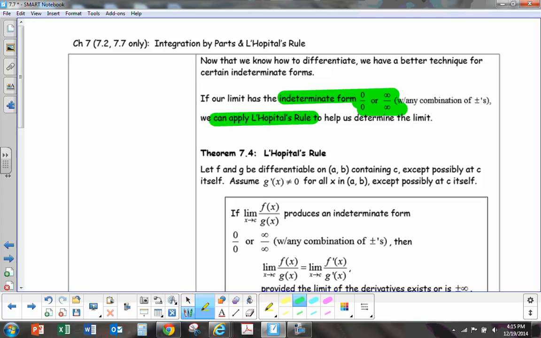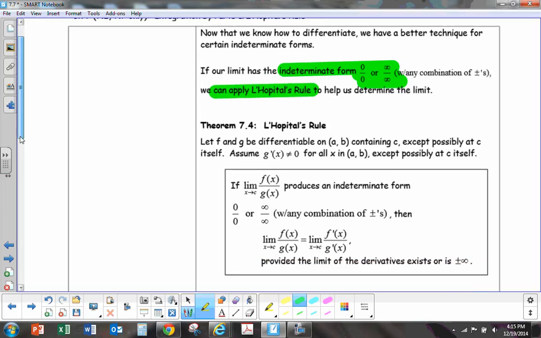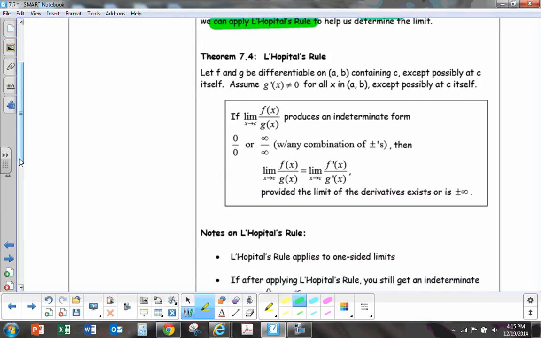And L'Hopital's rule talks about if you want to take the limit of a fraction, but the limit of this fraction gives you 0 over 0 or infinity over infinity, then you can apply L'Hopital's rule, and it turns out that these two limits are equal. If I just want to differentiate the top and differentiate the bottom and try again, try to take the limit again, I'm allowed to do that. They're actually equivalent, as long as your limits and your derivatives are existing.